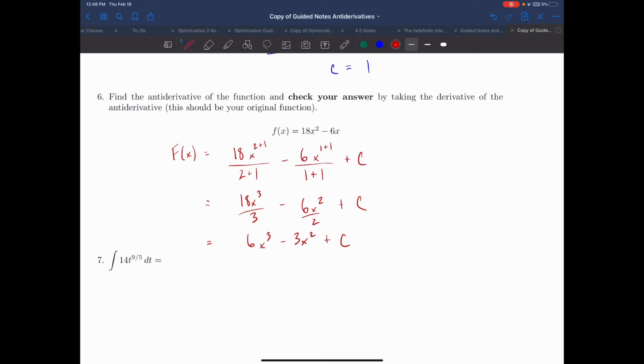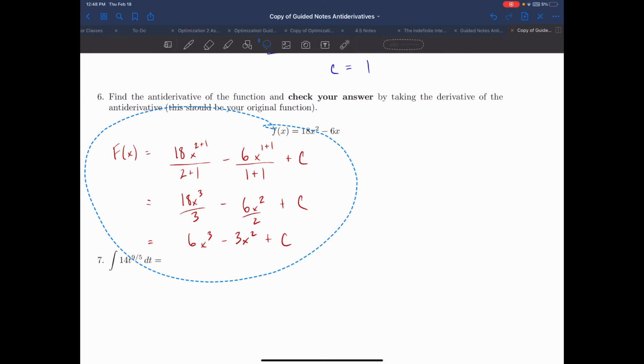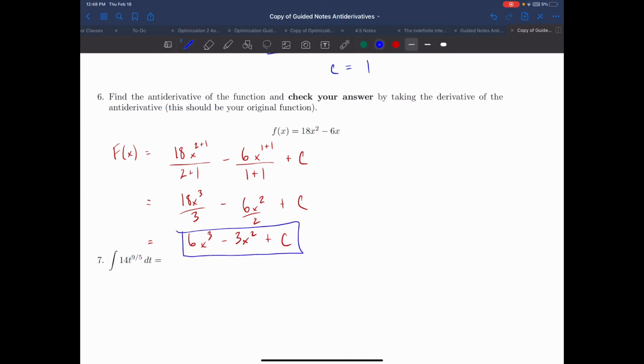And to verify that answer, we would just take the derivative. So if we take the derivative of the antiderivative, we're going to get our original function. So if I derive what I have right here, so let's say now I have f prime of x, and I should get my function f of x above. So the derivative of this function in blue is 18x squared minus 6x, and then the derivative of c is 0. So since this matches my original function, that tells me I did it correctly.